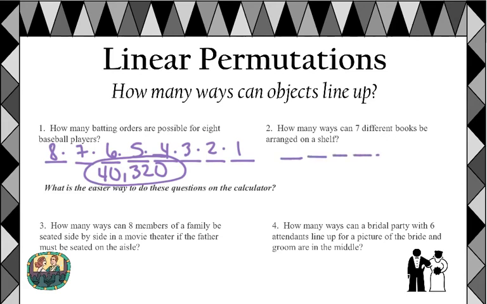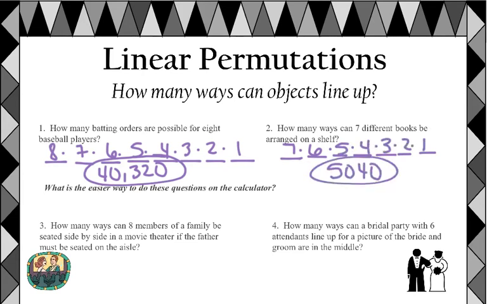Books, 1, 2, 3, 4, 5, 6, 7. Seven books on a shelf, same concept: 7, 6, 5, 4, 3, 2, 1, and that's only 5,040. So you may or may not know that there's an easier way to do this on the calculator, and it's called factorial. Have you ever heard of that before?